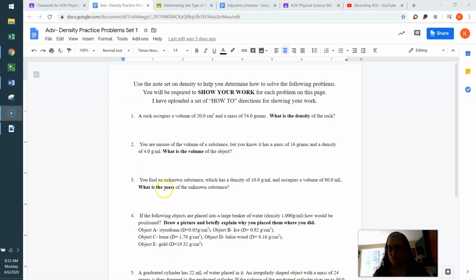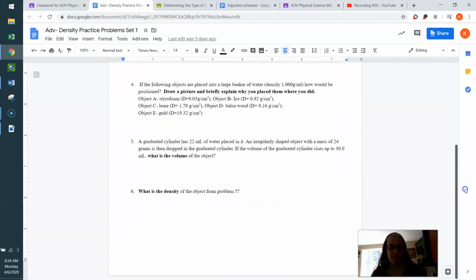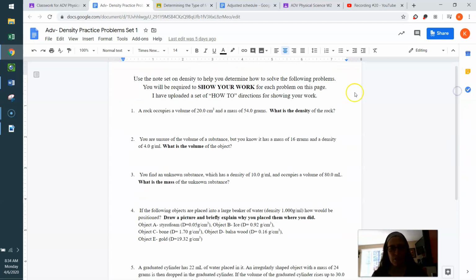So in this particular case, you had 6 problems for density to solve using your density equation and having to manipulate the equation or rearrange the equation to solve for either mass, volume, or density, which, based on the note set from this particular day's lesson, you should be able to do and will be an expectation that you are able to do. So let's just jump right in here.